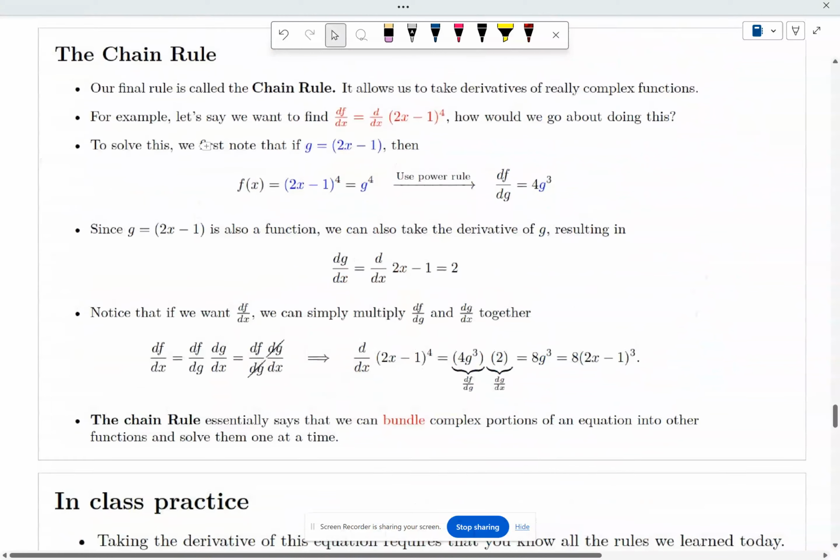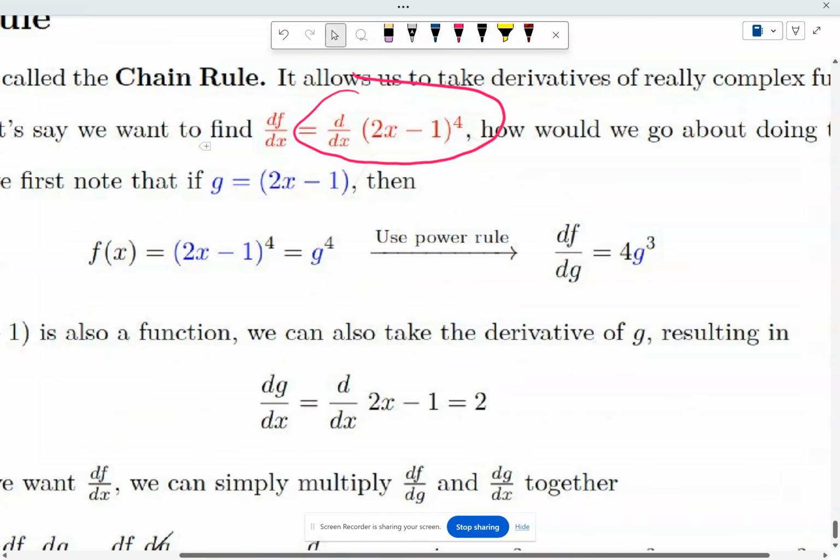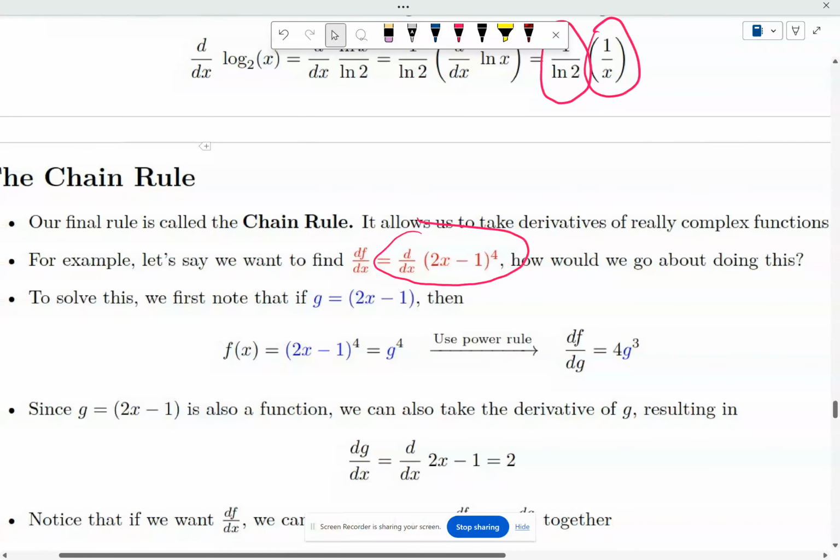Our final rule of the day is called the chain rule. Chain rule allows us to take derivatives of really complex functions. What it does is it really simplifies the function for you. So over here, let's say we are trying to take the derivative of this, right? How will we go about doing this? Well, we can do this by simplifying this into simpler and simpler functions. So over here, we want to take the derivative with respect to x.